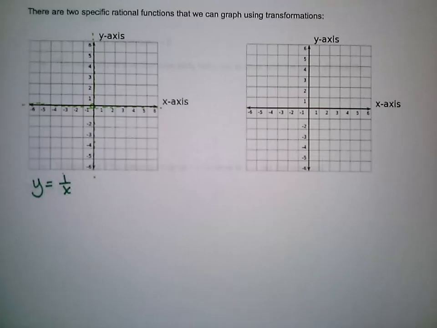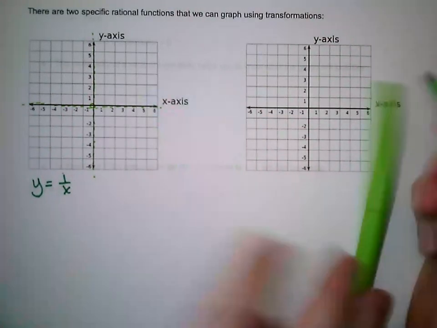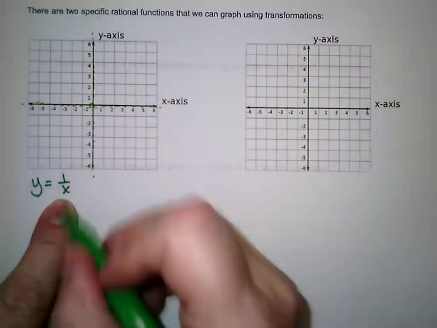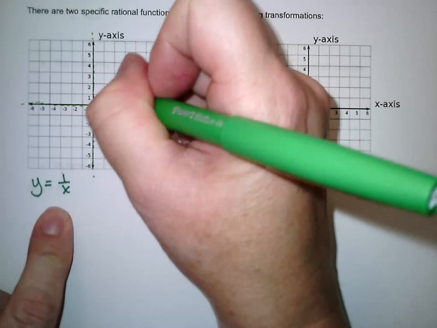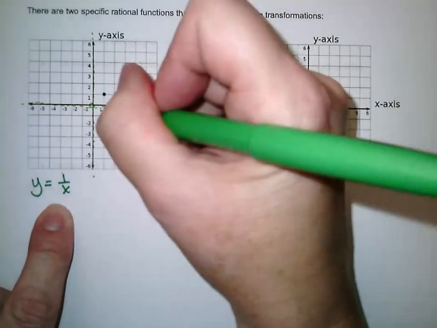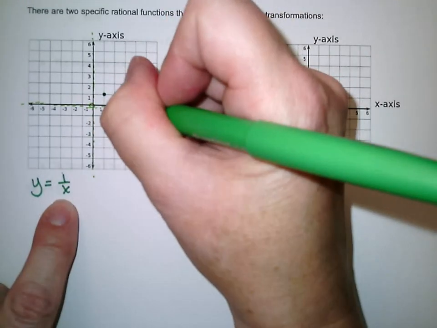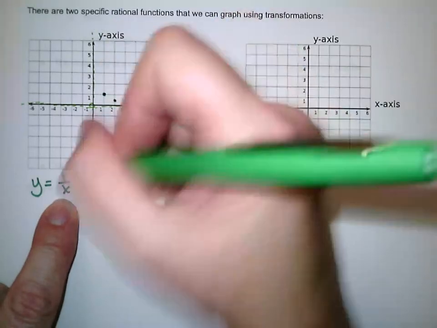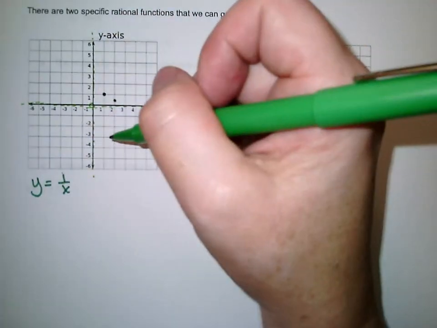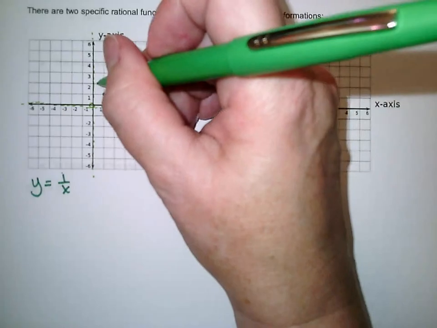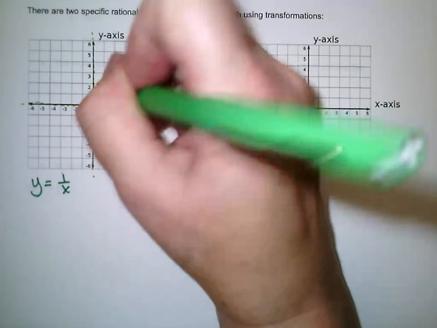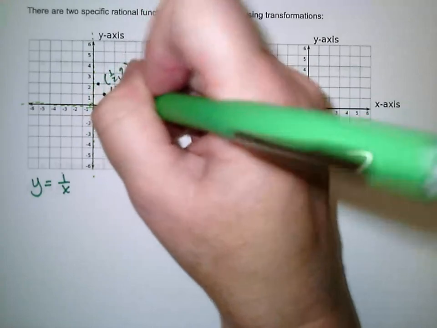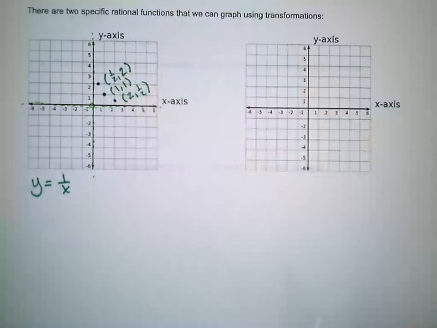The ordered pairs that we use to graph this, if we input a 1, then we'll output 1 over 1, which is also 1. If we input a 2, the output will be 1 over 2, so 1/2. And if we input 1/2, we'll output 1 over 1/2, which would be 2. So those are our ordered pairs: 1/2, 2, 1, 1, and 2, 1/2.